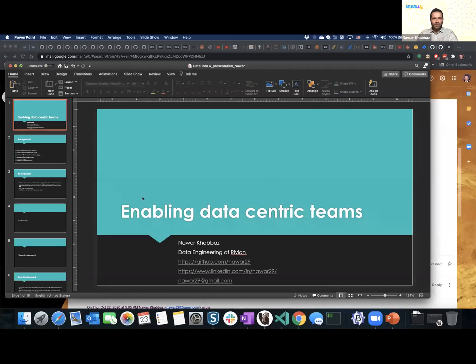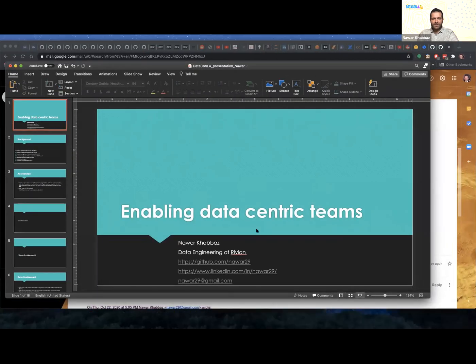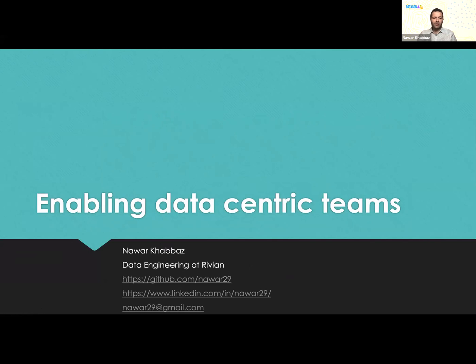To start, I'll be talking today about enabling data-centric teams, and I would like to introduce myself as well. My name is Nawar Kabaz. I currently work in the data engineering team. I work as a battery data engineer at Rivian Automotive, and just a brief review on Rivian Automotive. We're planning to manufacture electric trucks and SUVs, and we actually debuted it a couple of years ago in the LA Auto Show. We had a couple of prototype vehicles, and hopefully this year we'll come up with our models. So look out in the market, and we're also going to be manufacturing the Amazon Prime vehicles. So in terms of electrification, Amazon is heavily invested in this. So we're leading that effort currently.